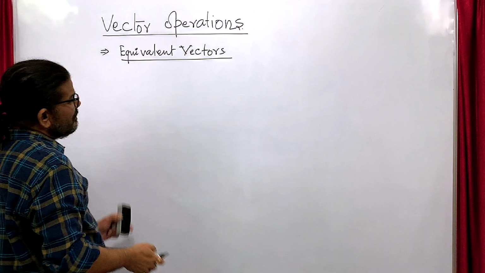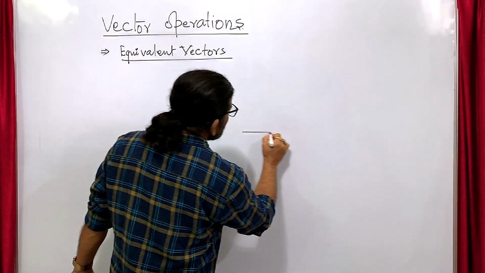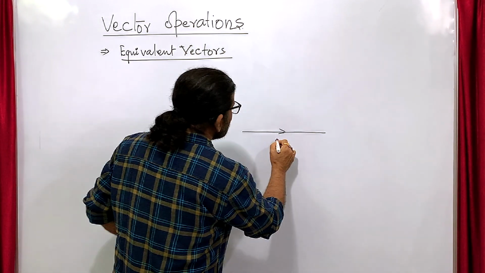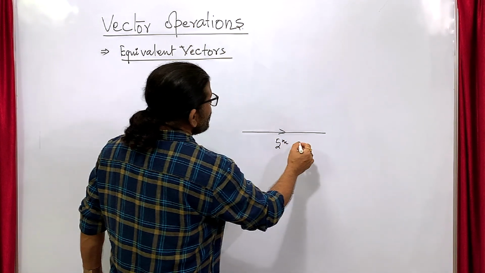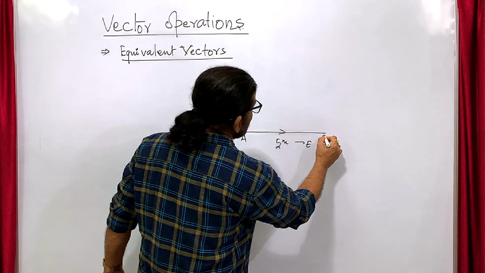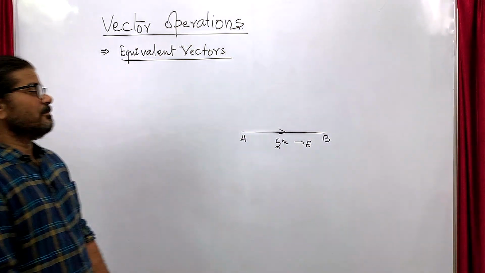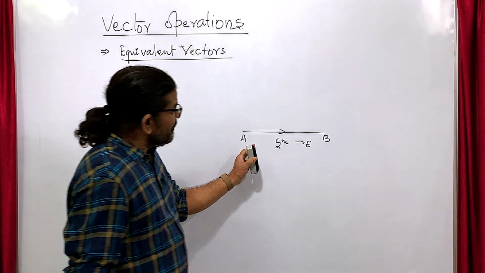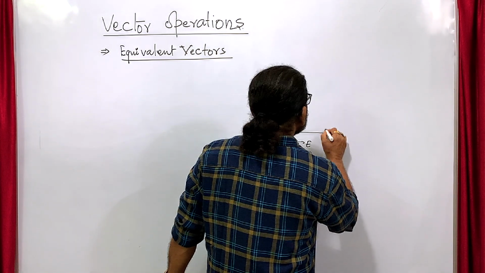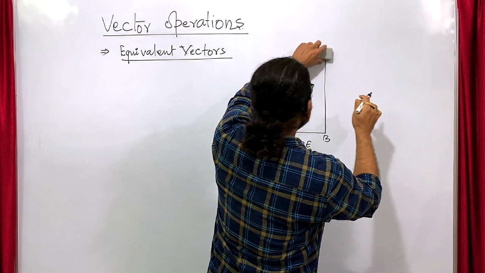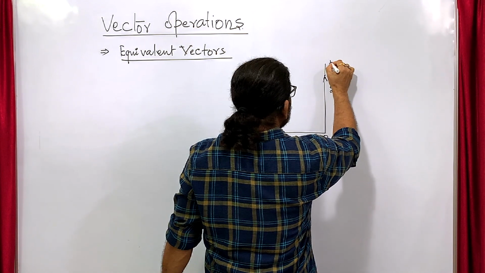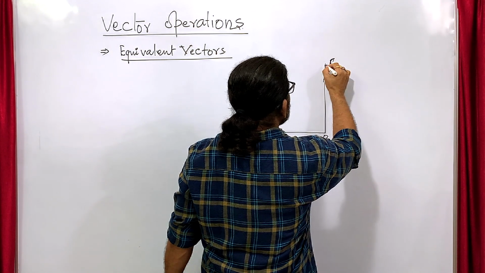If a person is moving 5 meter towards east, starting from A and coming to point B. A person moves first due east 5 meter, and then it turns and again moves 5 meter and reaches point C.